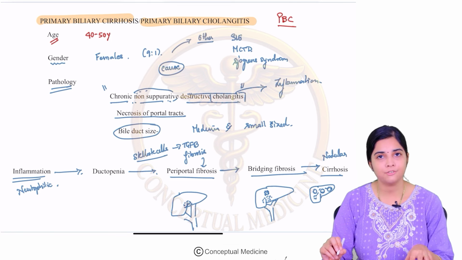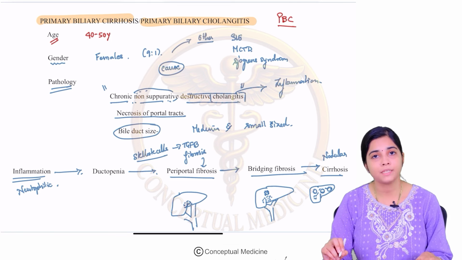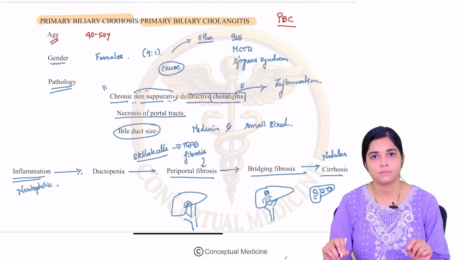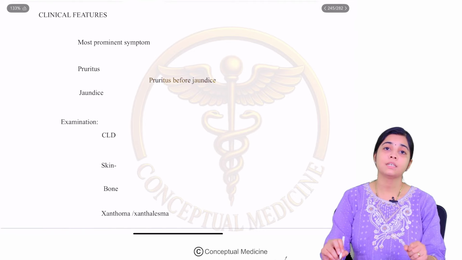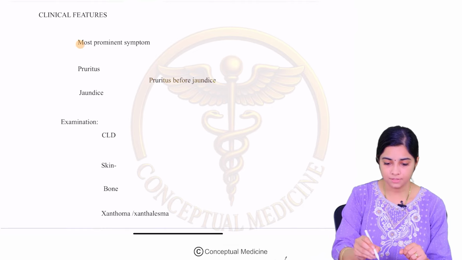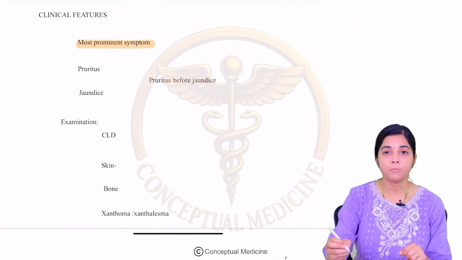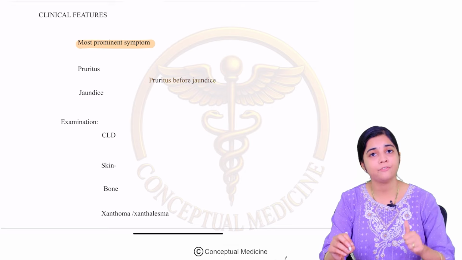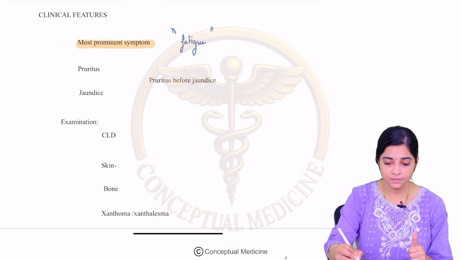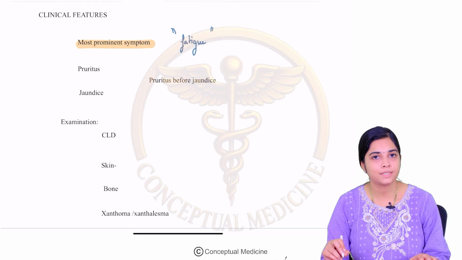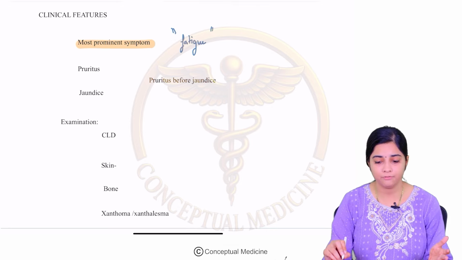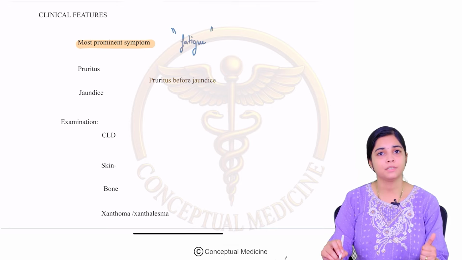So I hope we are clear till here. We have understood that there is an initial phase of inflammation followed by ductopenia, periportal fibrosis, bridging fibrosis, and then cirrhosis. Now let us understand the clinical features of primary biliary cirrhosis. Okay? The most prominent symptom: most of the patients remain asymptomatic, and if at all they present, it is very non-specific, and the most prominent symptom is fatigue. So a middle-aged lady presenting with unexplained fatigue, you can think of primary biliary cirrhosis.